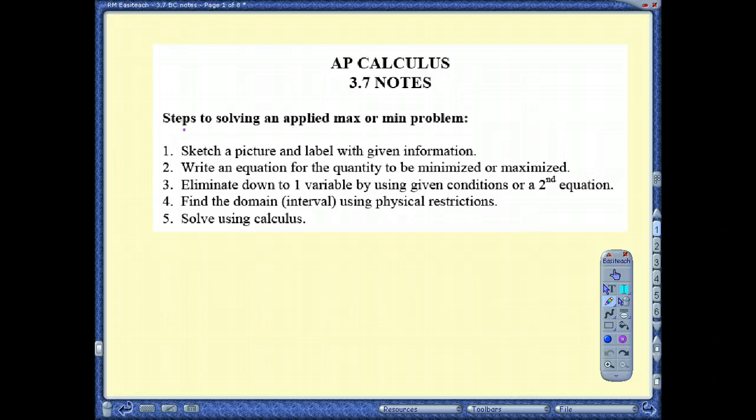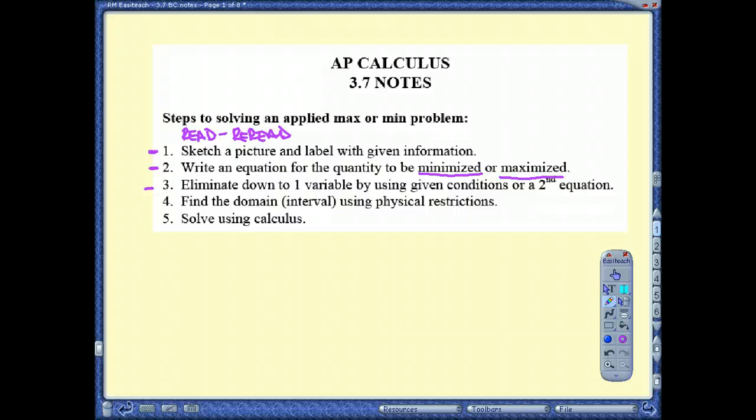So our first step, once again, is always to read the problem and possibly reread. Then you can sketch a picture and label with any given information that you have. Write down an equation. Focus on what quantity is being minimized or maximized. Now, there could be a situation where they give you a second equation. That second equation is going to be used to help you eliminate down to one variable in your equation.